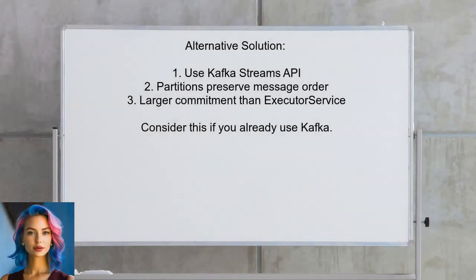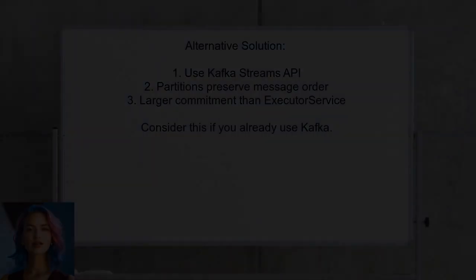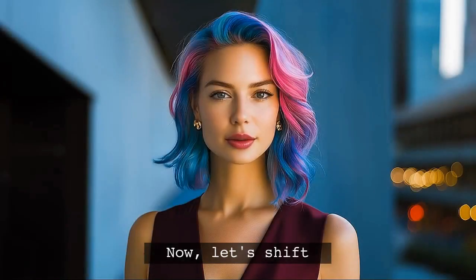Now, let's shift our focus to a different response. An alternative solution comes from a user who suggests using the Kafka Streams API. This API can help preserve the order of messages by utilizing partitions. While it requires a larger commitment than using an executor service, it could be beneficial, especially if you're already using Kafka.